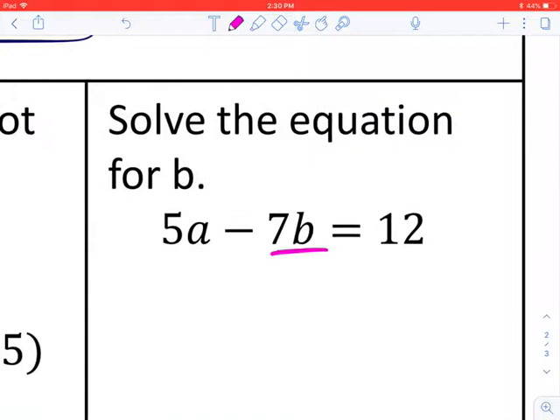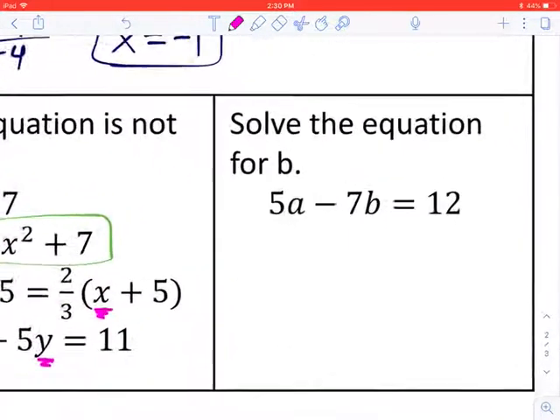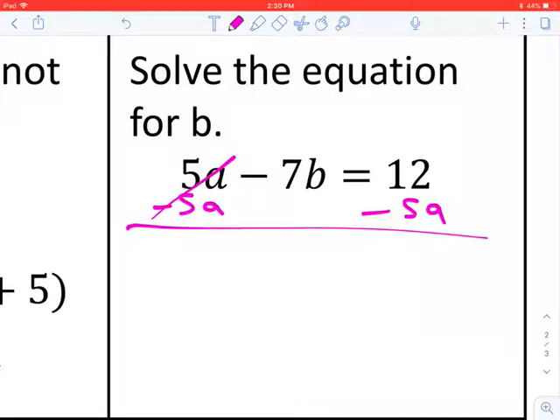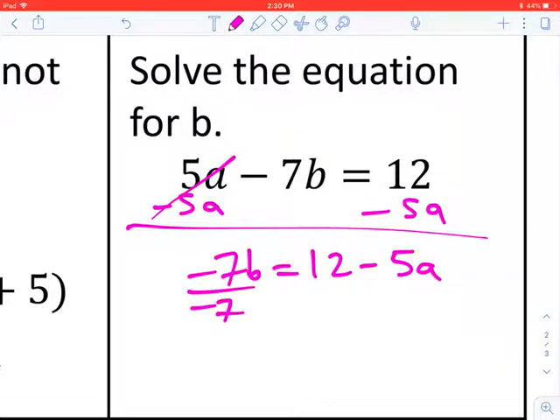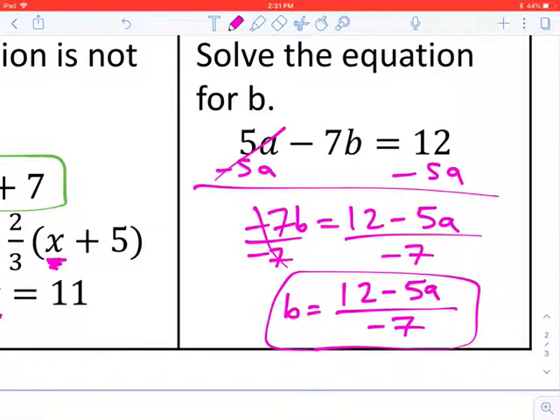I just want to get b by itself. So just like any other equation, I need to go ahead and solve for b by getting rid of any addition or subtraction first. So negative 7b equals 12 minus 5a. Since they're not like terms, I can't subtract 12 minus 5. And then divide by negative 7. Again, nothing really I can do there. So just keep it as everything on top, 12 minus 5a, all of that over negative 7. And there it is.